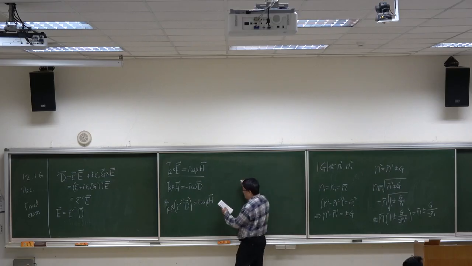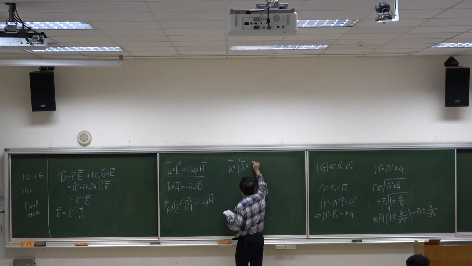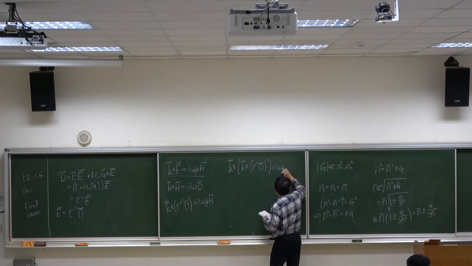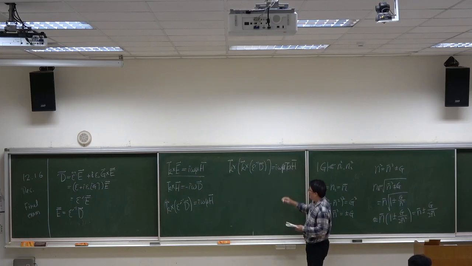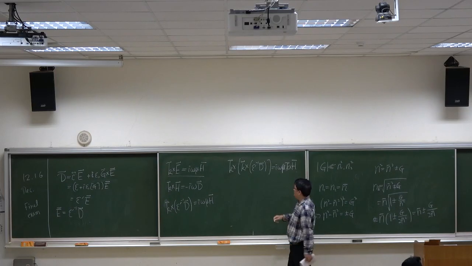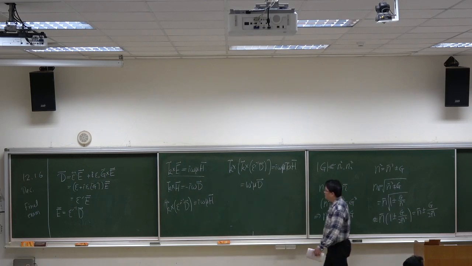So K cross epsilon prime inverse D is equal to I omega mu K cross H. And now K cross H is minus I omega times D. So this is equal to omega squared mu times D. Okay.